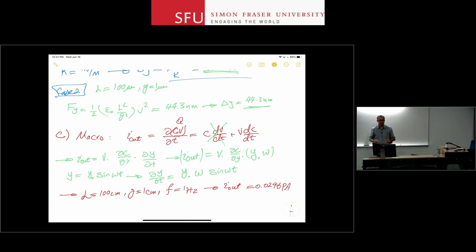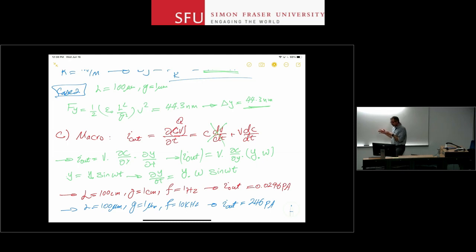That's really challenging to measure, especially because it is at small frequencies. On the other hand, if I go and look at the microscale, where L is 100 micrometers, G is 1 micrometer, and F is 10 kilohertz, and do the calculation, the current that I will measure between the two electrodes will be 246 picoamps, 10,000 times more, right?